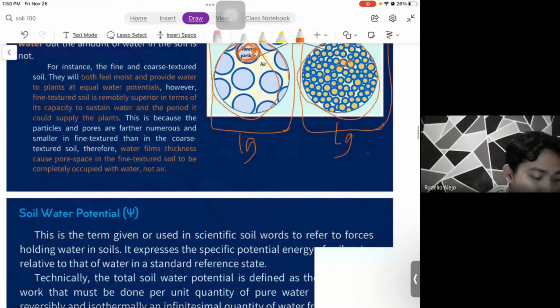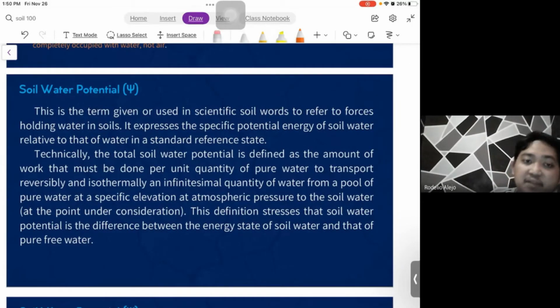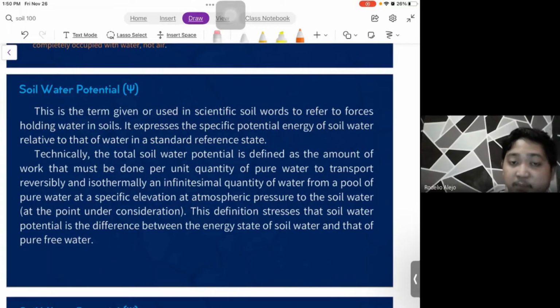Okay? So soil water potential, this is the term used in soil science to refer to forces holding water in soils. It expresses the specific potential energy of soil water relative to that of water in a standard reference state. Technically, the total soil water potential is defined as the amount of work that must be done per unit quantity of pure water to transport reversibly and isothermally an infinitesimal quantity of water from a pool of pure water at a specific elevation at atmospheric pressure to the soil water. This definition stresses that soil water potential is the difference between the energy state of soil water and that of pure free water.